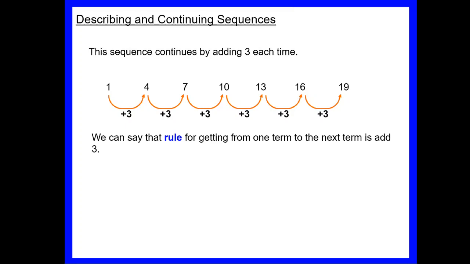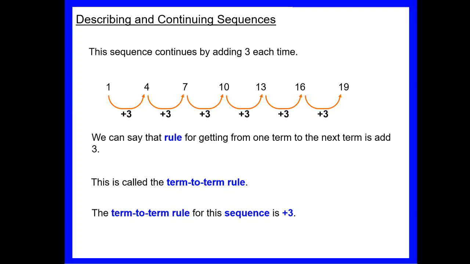When we don't have a special name for a sequence, we can describe it by the rule to get from one number to the next number. We call it the term-to-term rule. This rule only helps me to get from one number to the next one along the list. So the term-to-term rule for this sequence is add 3 or plus 3.